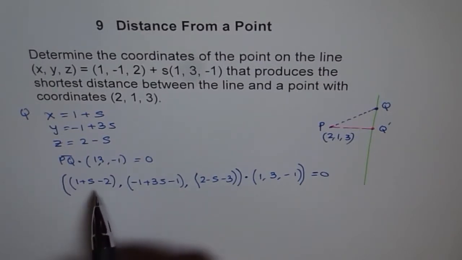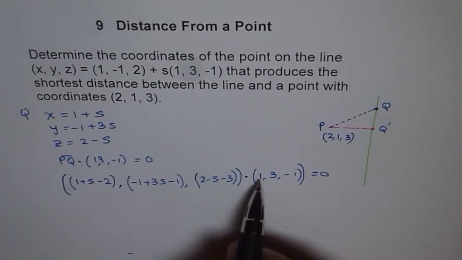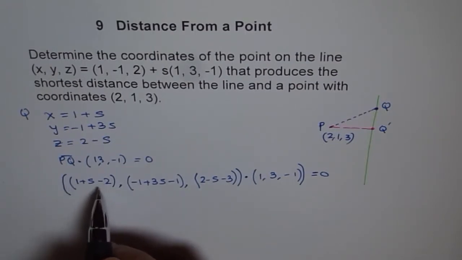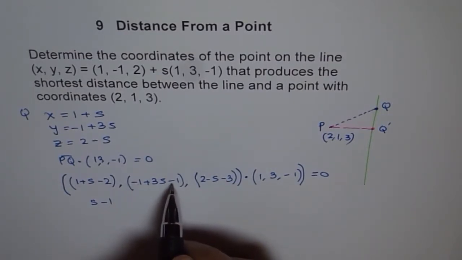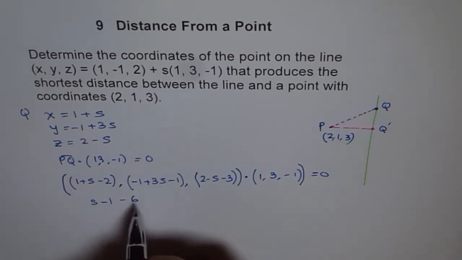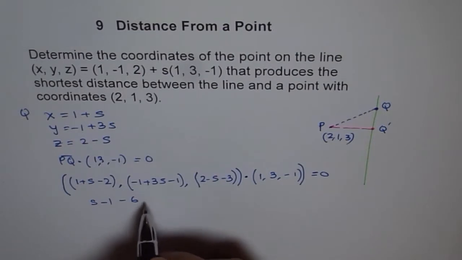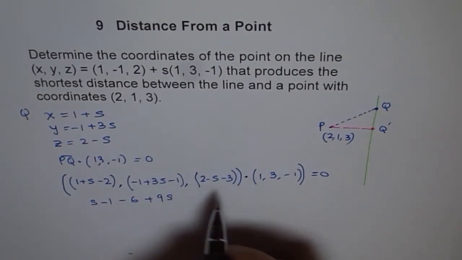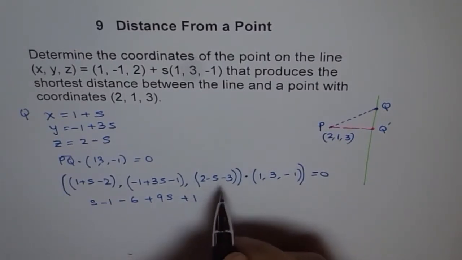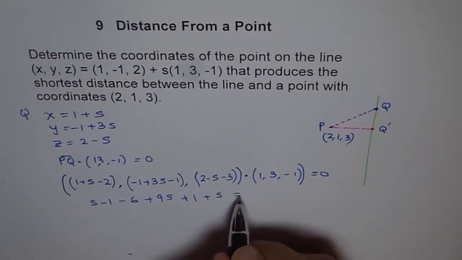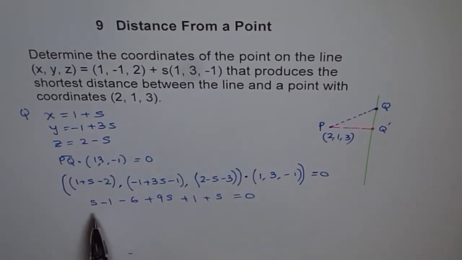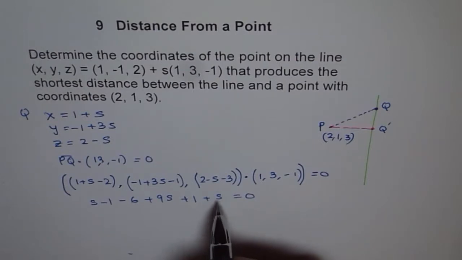So let's do our dot product. This times this, that means 1 times all this. So 1 - 2 is -1, so I'll write s - 1. And here 3 times -1 is -2, so 3 times -2 is -6. And 3 times 3 is 9, so plus 9s. And here we get 2 - 3 is -1. -1 times -1 is plus 1. And -s times -1 will also give us plus s, which is equal to 0. Perfect. Now if we combine our s terms, we get s + 9s + s, which gives us 11s, and the constants -1 - 6 + 1.